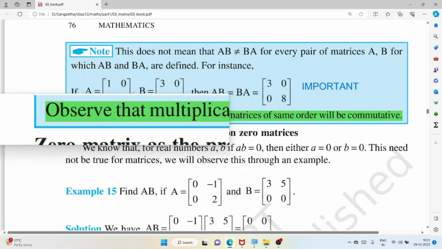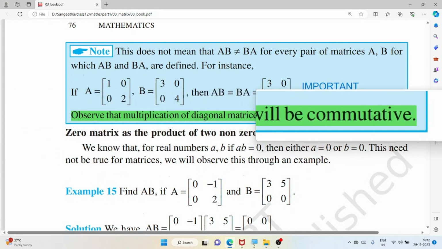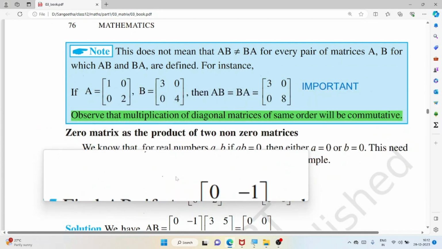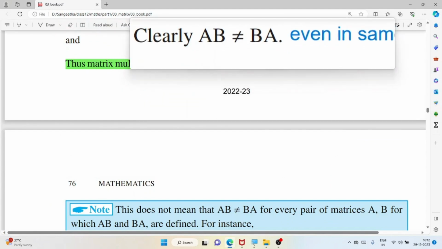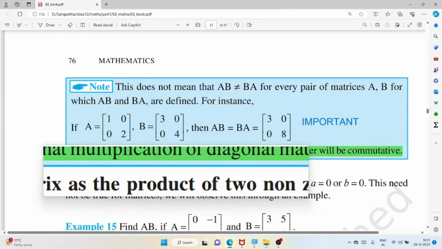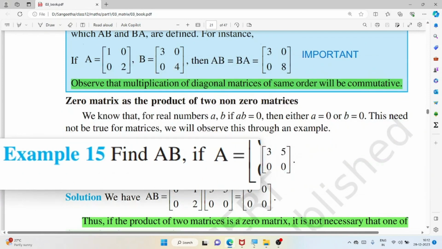Observe that multiplication of diagonal matrices of the same order will be commutative. AB is not equal to BA, but not for every pair of matrices. For this pair of matrices, which are diagonal matrices, it is commutative.